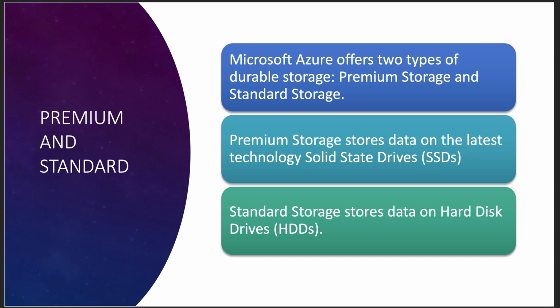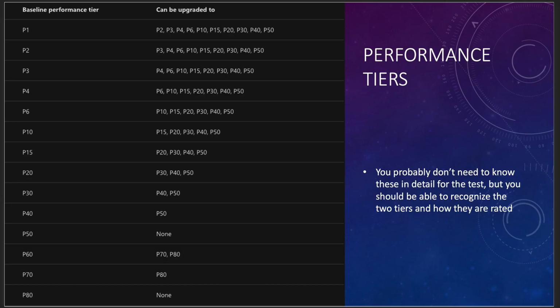SSDs are those little chips you find in your cameras. They're what you find in your phones. That's basically really super quick, really fast kind of storage. Standard storage uses regular old hard drives. If you've seen those, you know what they look like. They're a little bit slower than SSDs, but you're not really going to notice the difference if you're just running a regular website.